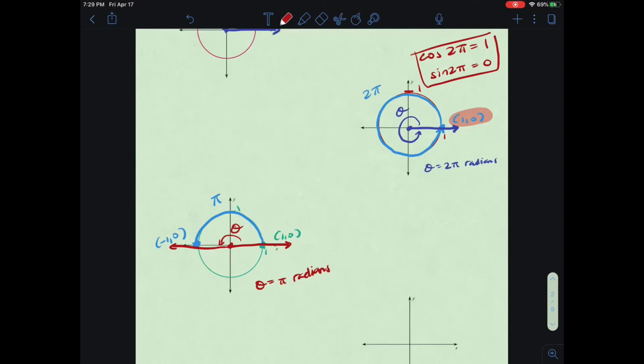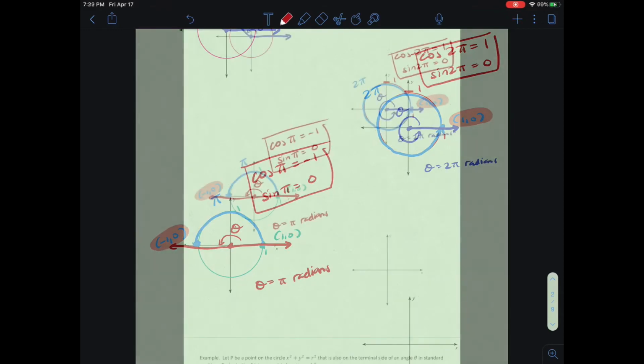So from here we can use the fact that, okay, if I want to find cosine of pi, I'm just going to look at this point right here. And I know that cosine of pi is going to correspond to the x coordinate of the point on the unit circle. And I know that sine of pi will correspond to the y coordinate of the point that lies on the terminal side of that angle. And you can easily find sine and cosine of another quadrantal angle.